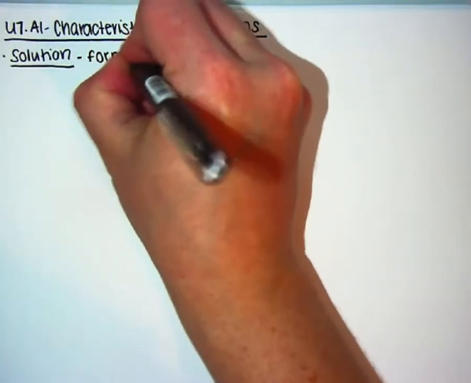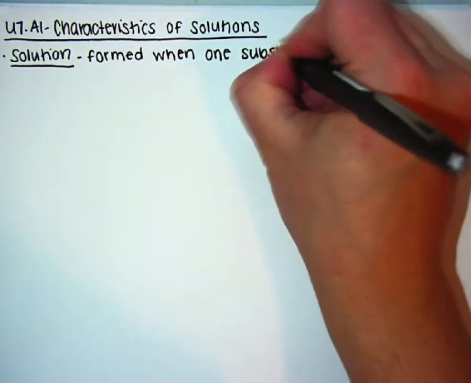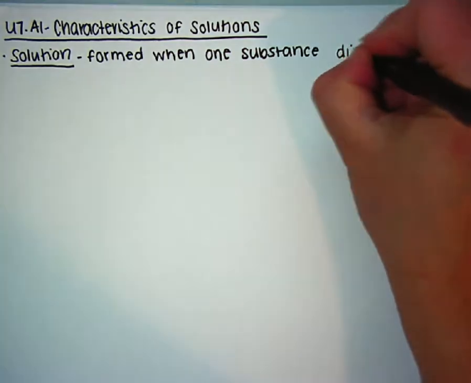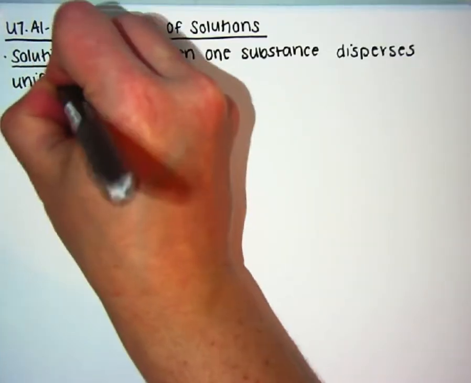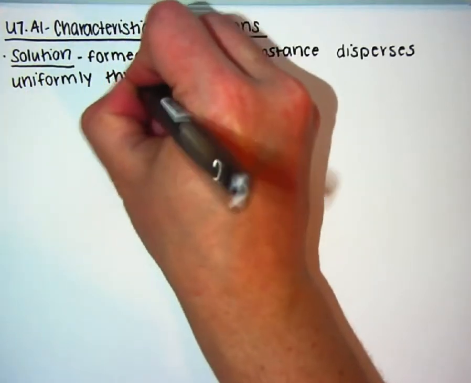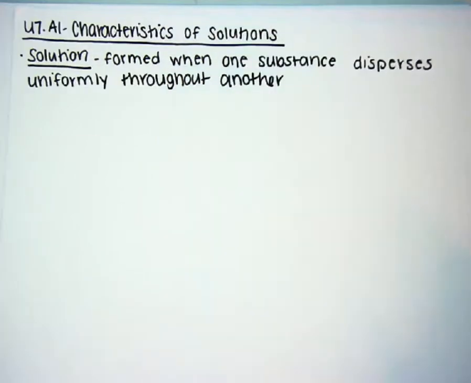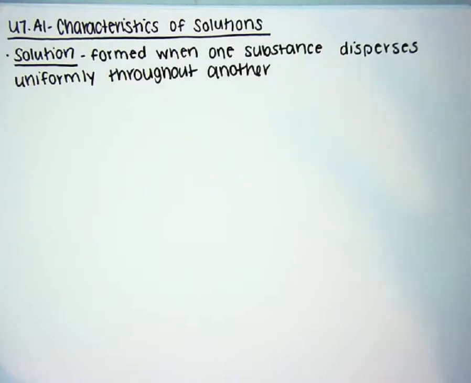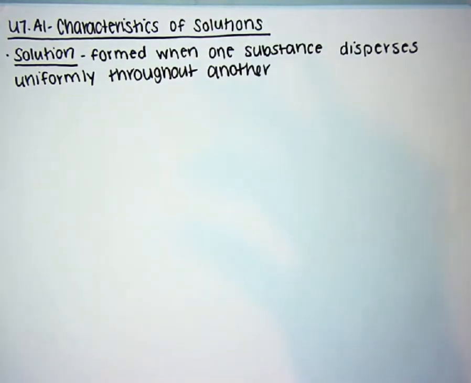A solution is formed when one substance disperses uniformly throughout another. Think if you've ever made any drink with a powder, like a powdered lemonade or a Kool-Aid. Once you put that solid Kool-Aid into the water and you stir and it dissolves, it is dispersed uniformly. You can't see the separation between the water and the powder. It is completely mixed. That is a solution.